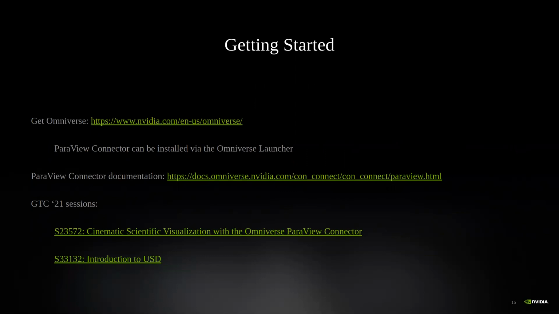Oh, and one last thing I should mention. You do not have to go through the ParaView connector to get stuff into Omniverse. If you're already working in Jupyter land and you have, say, mesh data stored in a NumPy array, it's fairly easy to get that directly saved in USD, and then you can just load that directly with Omniverse Create. I included a link at the end, Introduction to USD, that talks about working with USD, and even shows an example working with USD from Jupyter. So I think that covers pretty much everything I had.